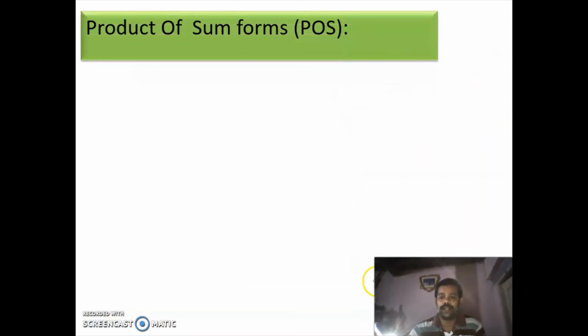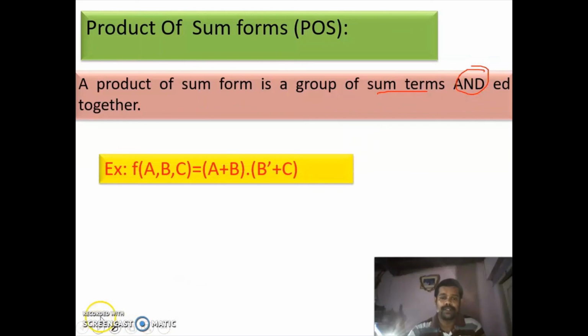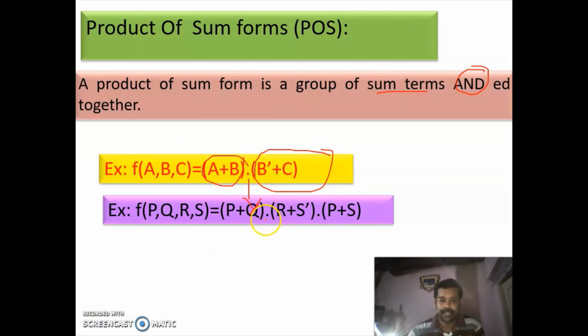Now next one is product of sum. A product of sum is a group of sum terms ANDed together. So this is a sum and this is a sum. These sums are ANDed together. So this is POS. This is another example of POS. We are having some sums, and those sums are ANDed.